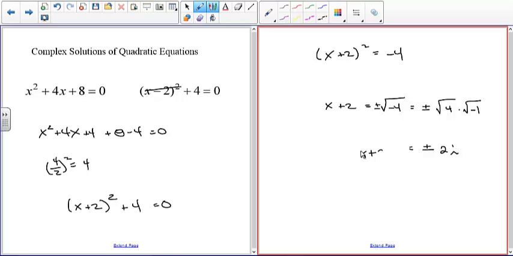Okay, so what we get is x plus 2 equals plus or minus 2i. Subtract 2 from both sides to solve for x. You get negative 2 plus or minus 2i. So you've got two solutions. One is x equals negative 2 plus 2i, and the other is x equals negative 2 minus 2i.